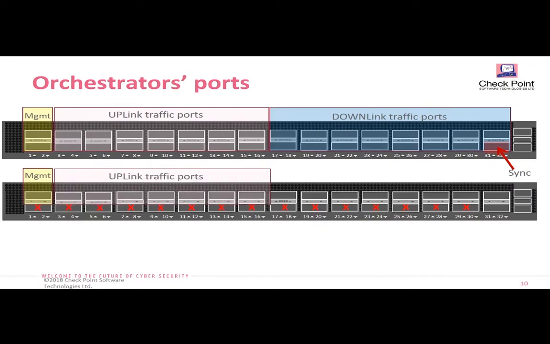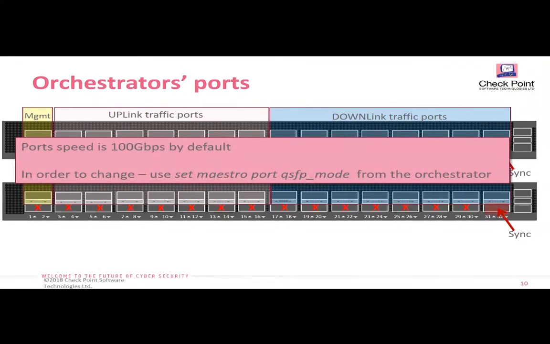So in this configuration, we're inserting four-way splitters into all of these quad ports. Now we have 4 management ports, and then 4 per uplink port, 4 per downlink port. And note that you can't insert a four-way splitter into port 31, because doing so would disable port 32 and thus disable synchronization. The port speed is 100 gigabits per second by default. You can change that using the set Maestro port command.